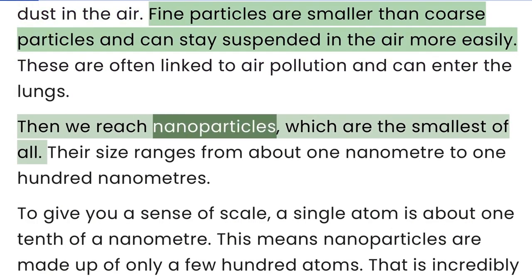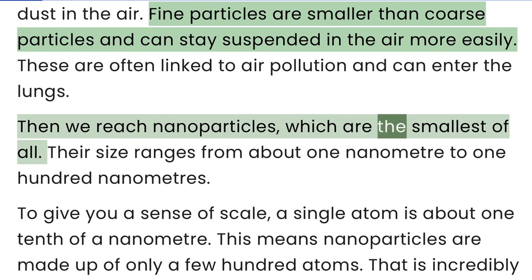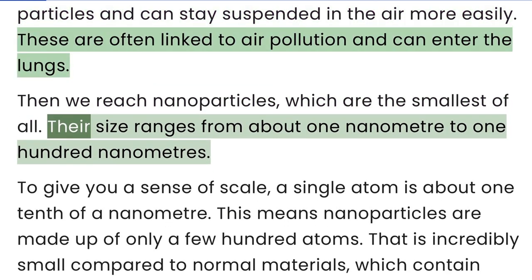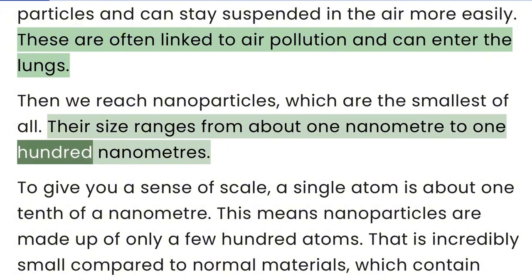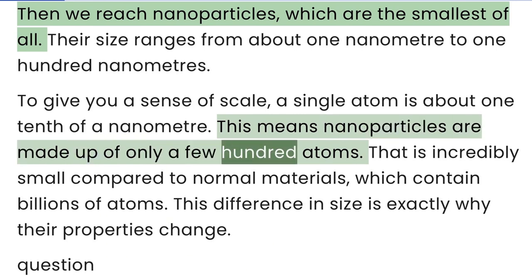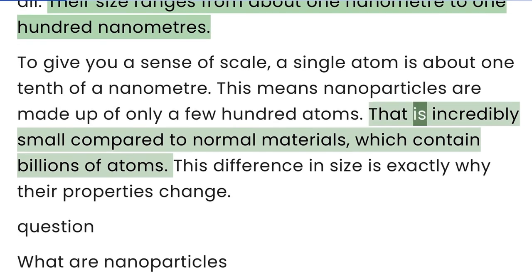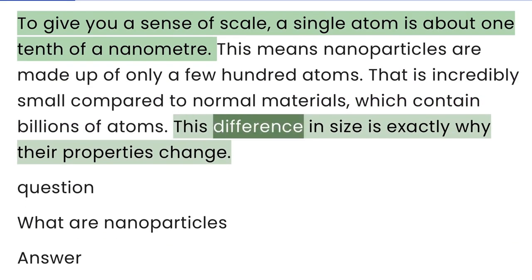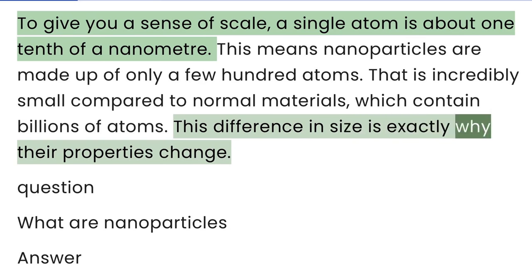Then we reach nanoparticles, which are the smallest of all. Their size ranges from about 1 nanometer to 100 nanometers. This means nanoparticles are made up of only a few hundred atoms. That is incredibly small compared to normal materials, which contain billions of atoms. This difference in size is exactly why their properties change.